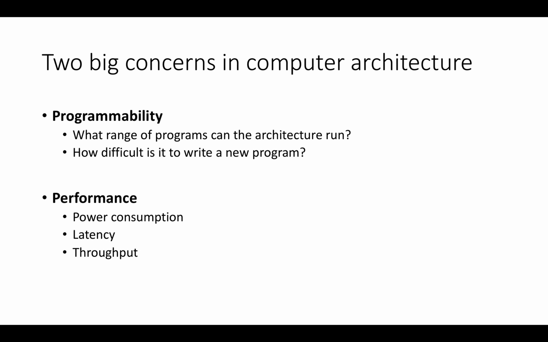The first concern is programmability. When you're designing a new chip, whether it's a CPU or a GPU or an FPGA, a CGRA, whatever it is, one of the big concerns is programmability. What range of programs is this architecture going to be able to run? And how difficult is it going to be to write a new program? Is a programmer going to have a hard time harnessing the power of this architecture, or is it going to be pretty easy?